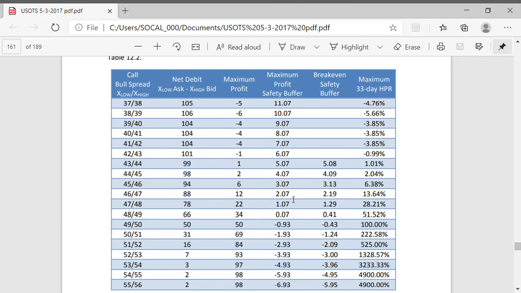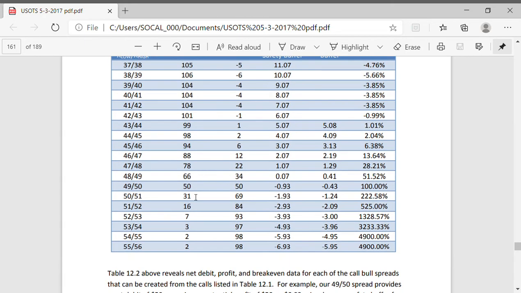Our maximum profit safety buffer: the stock price could fall from $49.07 down to $47. That's $2.07. There's a 12-cent difference. Our break-even safety buffer is $2.19, and if the stock price was 47 or higher, and this call bull spread was worth $100 at option expiration, we could earn 13.64% in 33 days. Pretty interesting. And so on as we go down here.